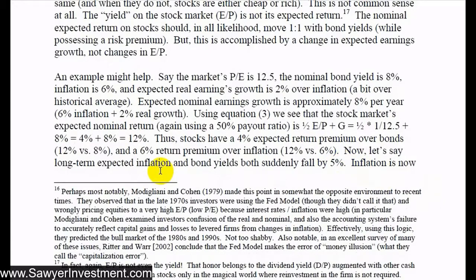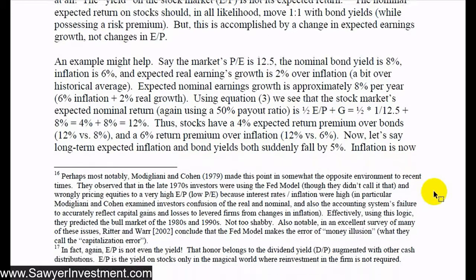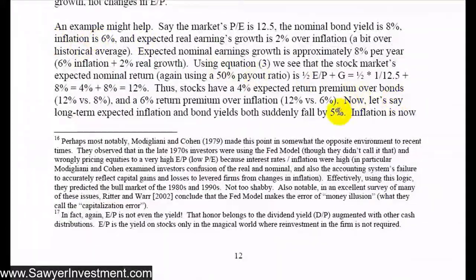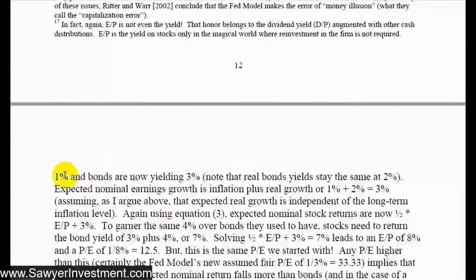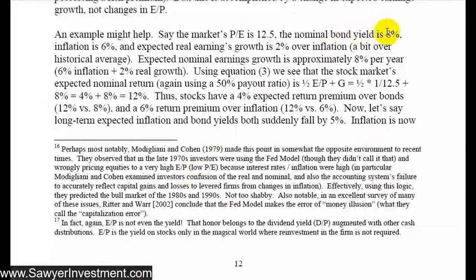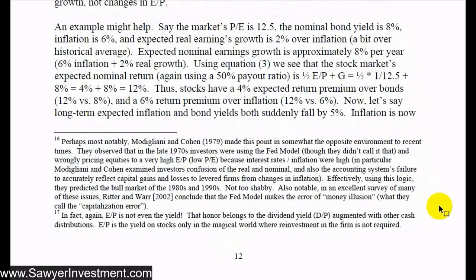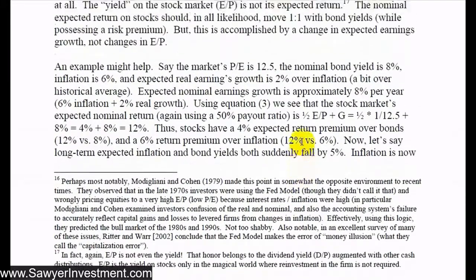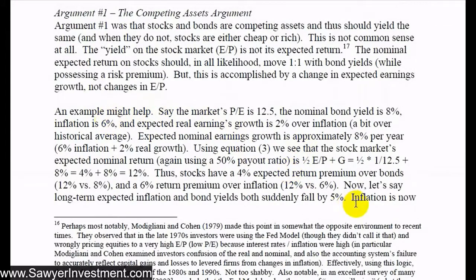So let's go down. The authors are suggesting, well, what would happen if the long-term expected inflation fell by 5%? And this would cause bond yields to fall by 5% also. And so inflation is now 1% because that's the 6% inflation minus the 5% fall in inflation gets us 1%. And the bond yields are now yielding 3% because that's the 8% nominal yield minus the 5% drop in inflation. And so the real yields remain the same at 2%, and that's basically this 3% nominal yield minus the change in inflation from 6% minus 5% is 1. Gets us the 2% here.